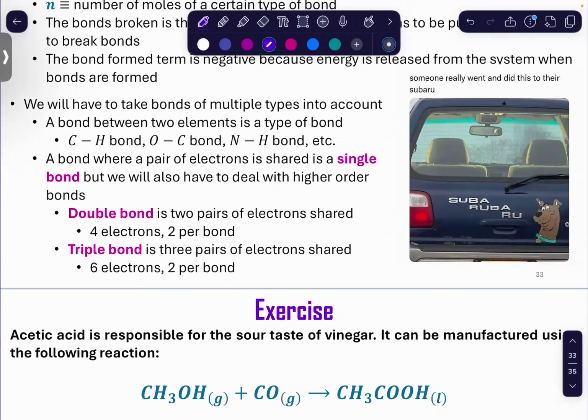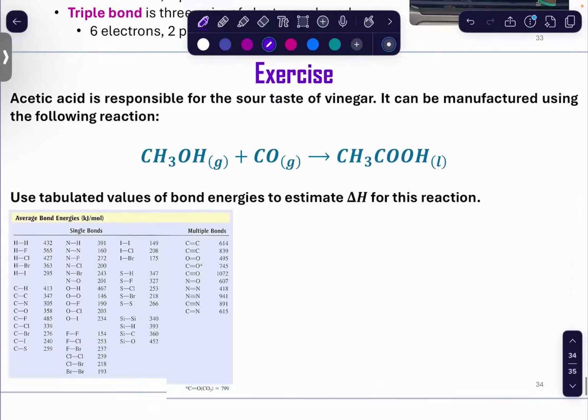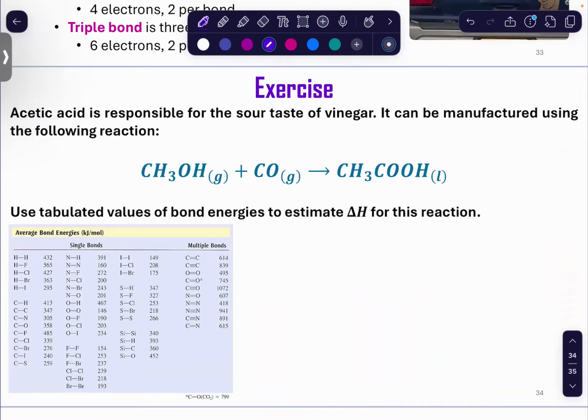We're also going to be working with different types of bonds now. When we say bond type, a C-H bond is a type of bond, an O-C bond is a type of bond, and so on and so forth. And we'll also have single, double, and triple bonds. So let's just look at a reaction and work on figuring this out.